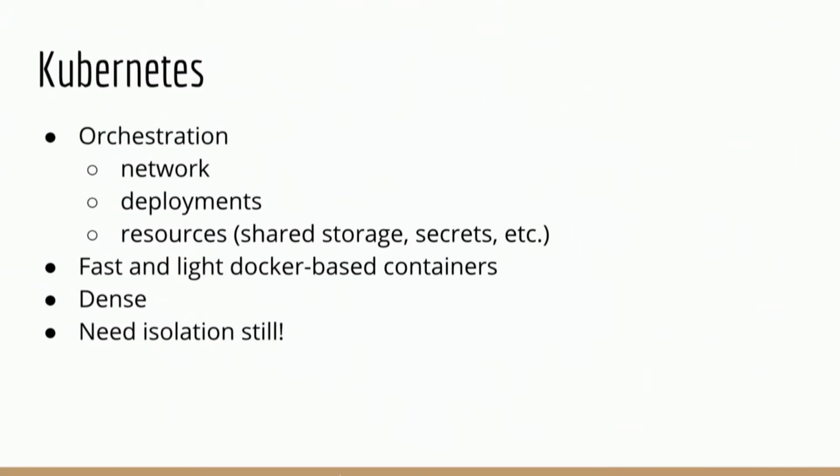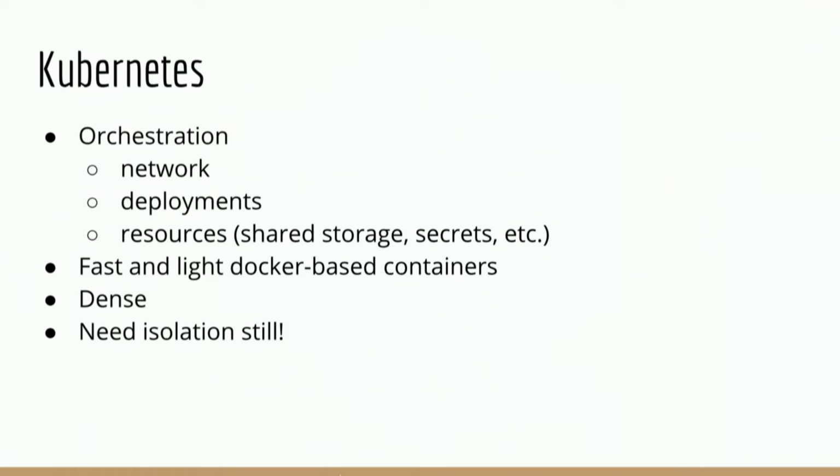So in order to fix the orchestration problem, we started looking at Kubernetes. And Kubernetes is nice because it has network orchestration. It has this idea of deployments. And it has a lot, and I mean a lot, of different types of resources that range from storing secrets to shared storage. It's all Docker-based. They provide fast and light Docker container orchestration. And we get density, right? In Kubernetes, we can say, hey, I want to deploy 9 replicas across our Kubernetes infrastructure, and we're going to get 9, but they're going to be packed in.